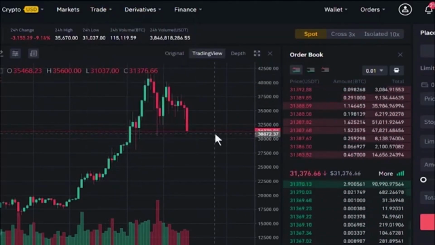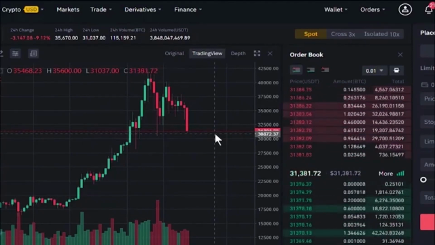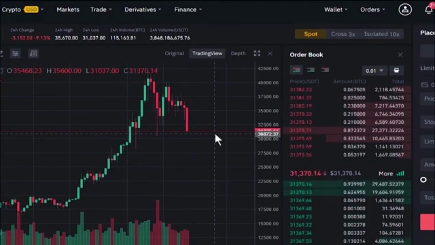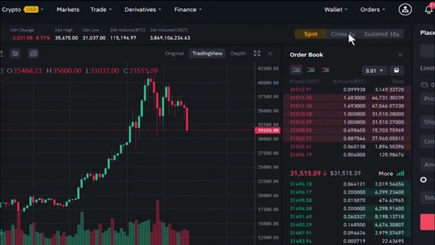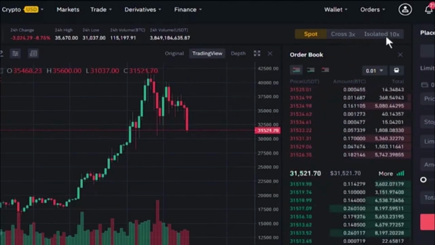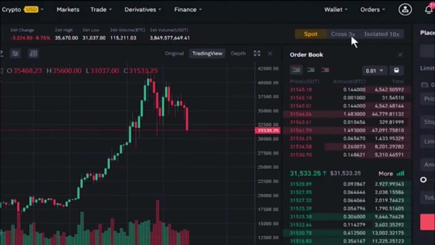Margin trading is a trading method where you borrow money from the broker or a third party to have a greater amount of capital to leverage your positions, and by doing this you will have larger profits on successful trades. But you must pay attention that if the trade is not successful, your loss will also be large, same as a profit. You can access margin trading here by clicking these two tabs, cross 3x and isolated 10x, which these numbers are actually the leverage rates.